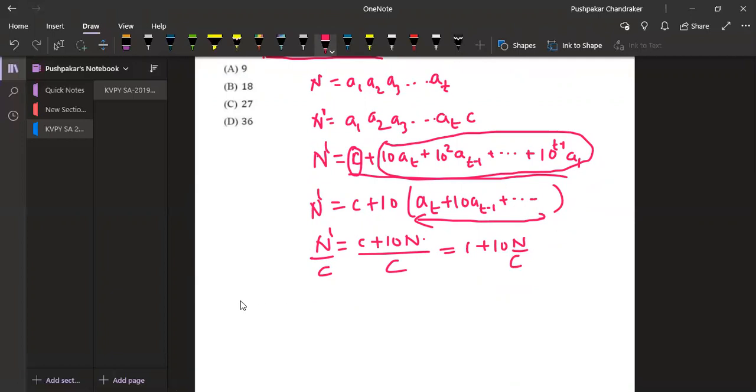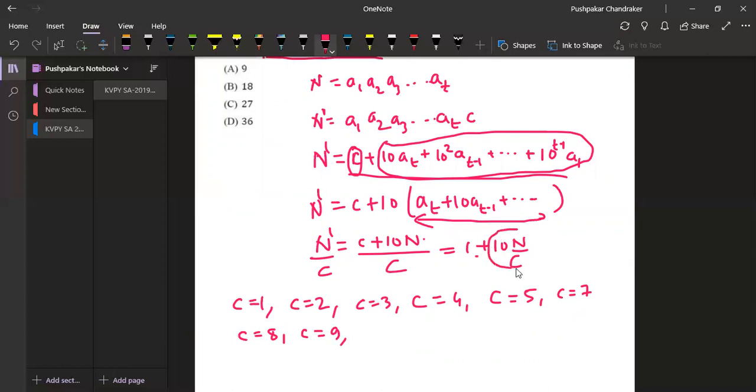Now you can check. For c equals 1, it is always true. c equals 2 is always true because 2 divides 10. So the next possibility is c equals 3. You can take all possibilities: 5, 7, c equals 8, c equals 9. That's it, this many. So the number 10n by c should be divisible for all possible cases from 1 to 9. These are non-zero numbers.